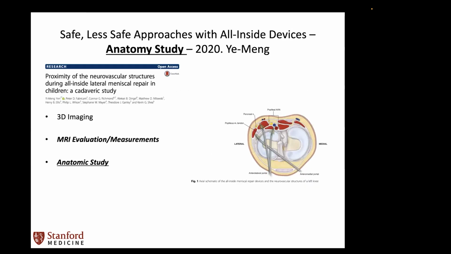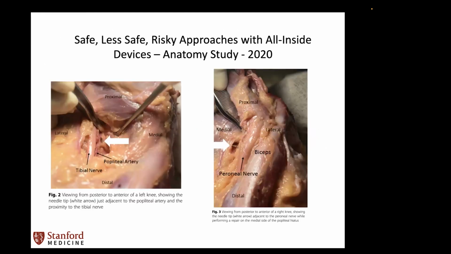Then we did this next year on anatomy. Actually did this on pediatric specimens, not our CT models, and this was published recently in the Journal of Experimental Orthopaedics. And here are some pictures from that publication. I'll just highlight this white arrow. Here's your tibial nerve, here's your popliteal artery, and this little thing right here is the all-inside needle tip that delivers the anchor. And you are millimeters away from that nerve. And then here's another one showing the peroneal nerve as you get laterally. So just be really cautious when you're putting those devices in.